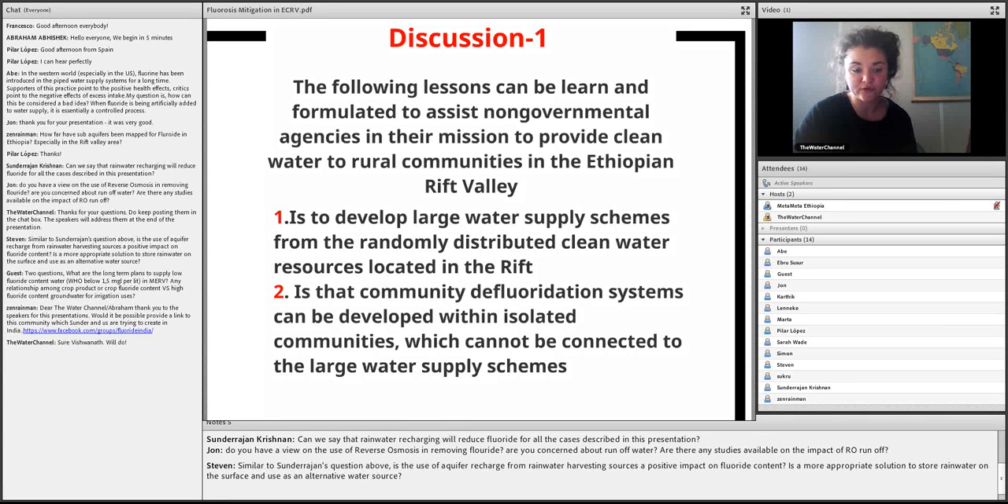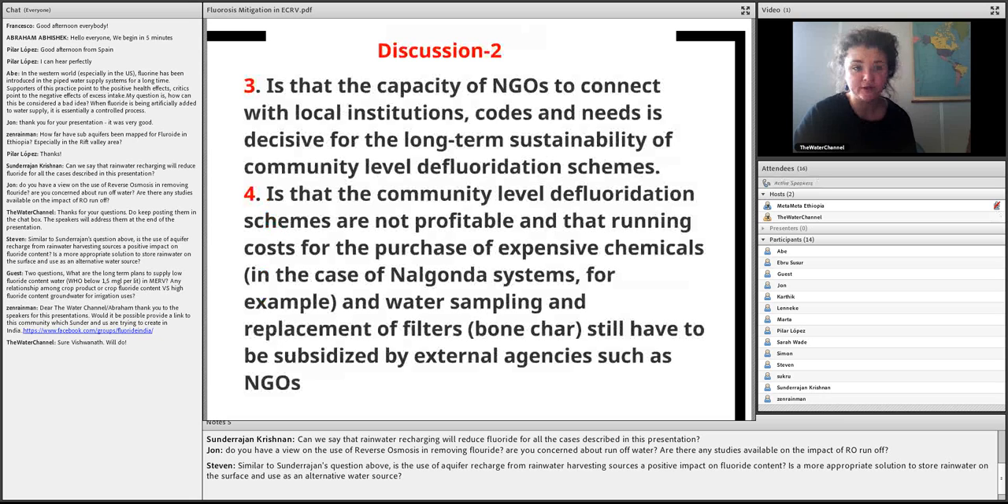So, in the absence of closer multiple water supply schemes. And the third one is that the capacity of NGOs to connect with local institutions is really decisive for the long-term sustainability of the community-level defluoridation scheme. Fourth, community-level defluoridation schemes are not profitable, and running costs, such as the purchase of expensive chemicals in the case of the Nalgonda, and also water sampling and replacement of filters, such as in the Bonchar, still have to be subsidized by external agencies, such as NGOs.